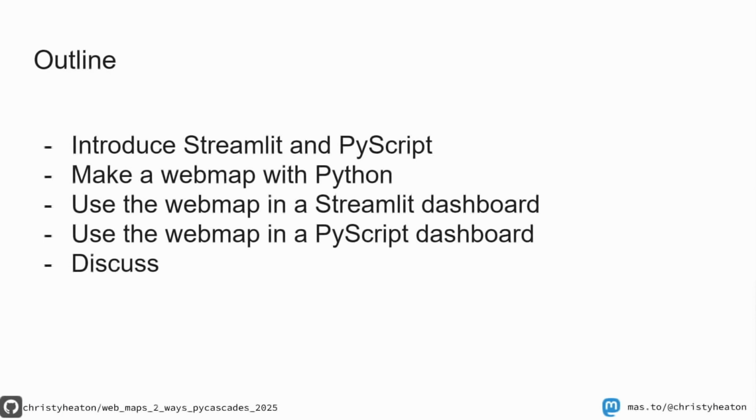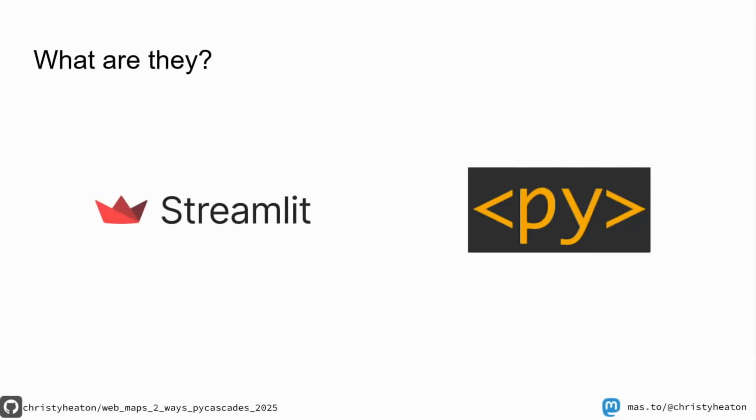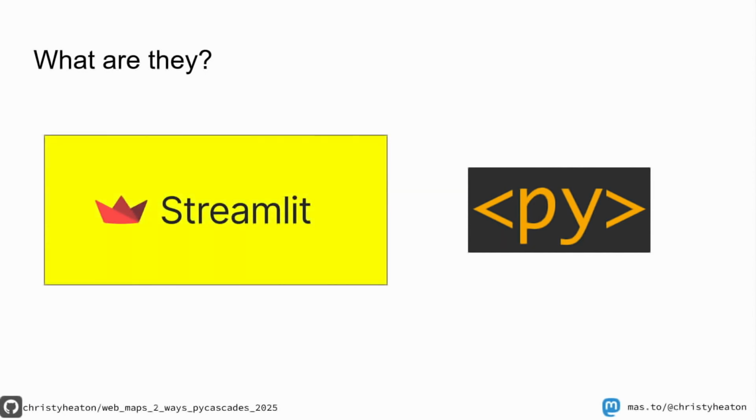So the rest of this talk is going to go like this. I'm going to introduce Streamlit and PyScript. Then we will make a web map with Python. Then we'll use that web map in a Streamlit dashboard, and we'll use the web map in a PyScript dashboard. And then we'll discuss the pros and cons of each. Okay, so let's jump right in. What are Streamlit and PyScript? Let's start with Streamlit.